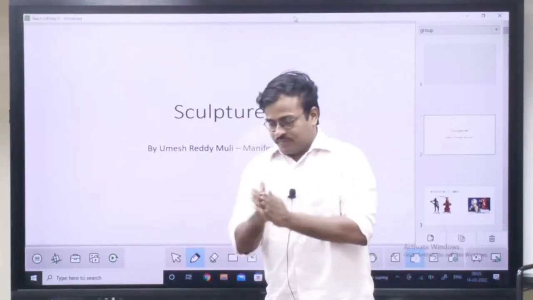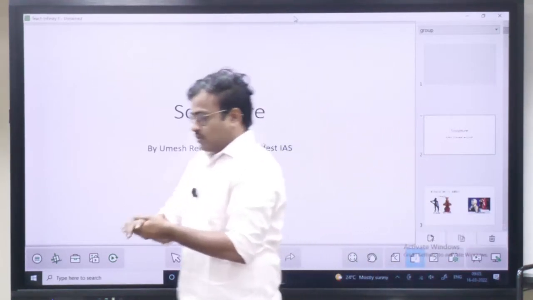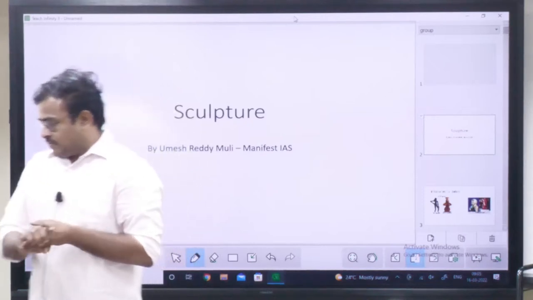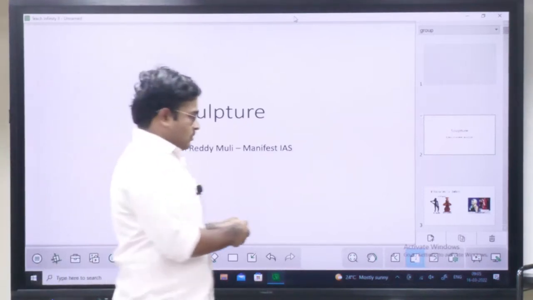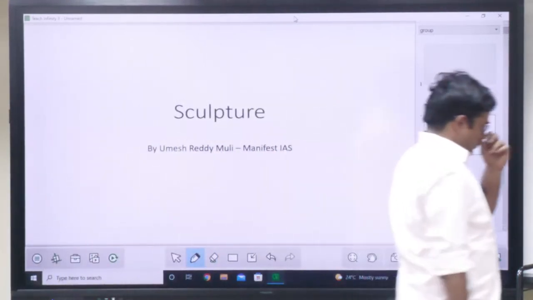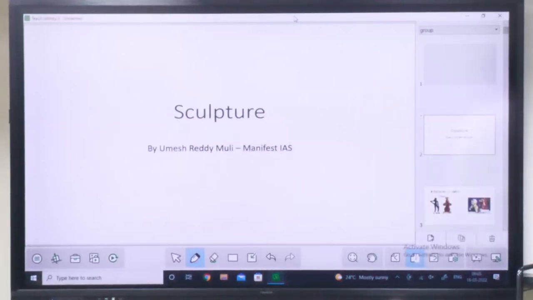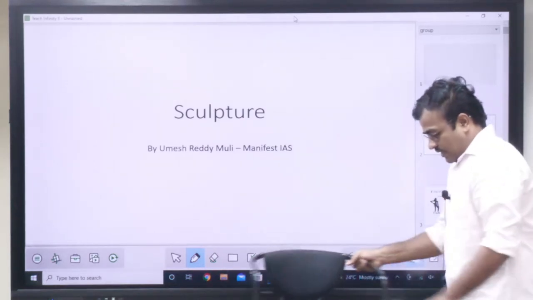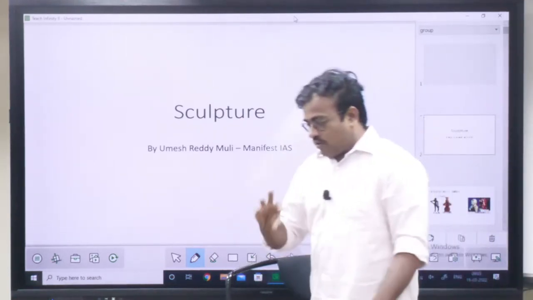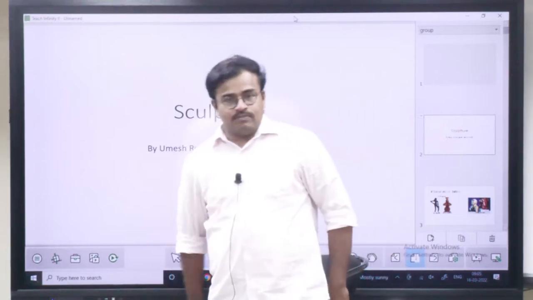So, what was the last thing that we talked about? Think. Cholan period sculpture. We discussed how it tried to integrate the Hindu idea of a life cycle into one sculpture.